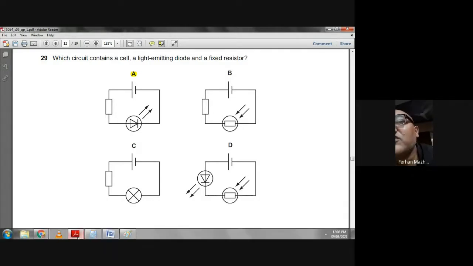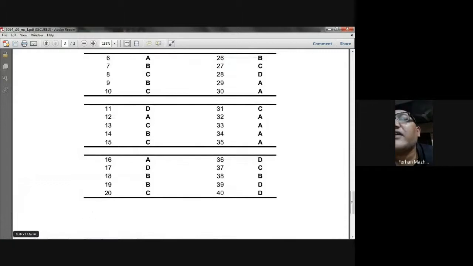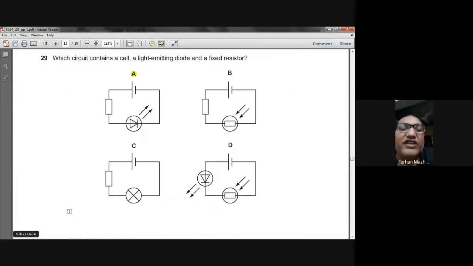Let me check the answer. Question number 29, A is the right answer, sir. Ji, Ahmad, do you understand? Yes, sir. Okay, shabash, shabash, shabash.